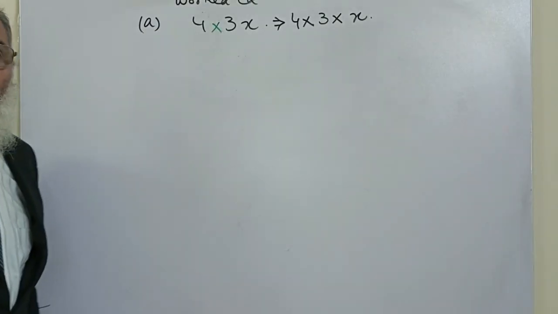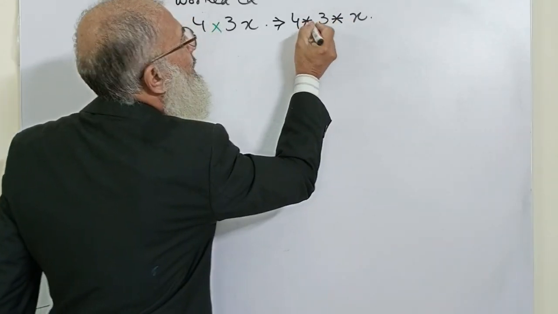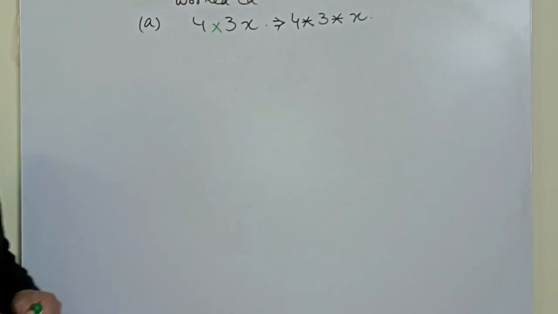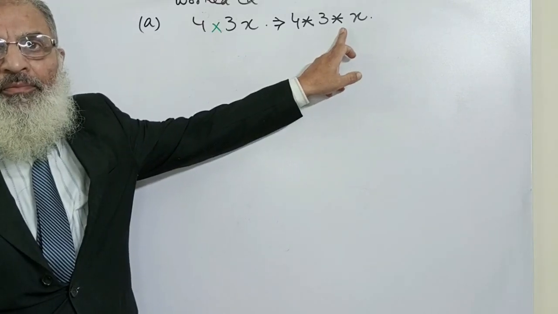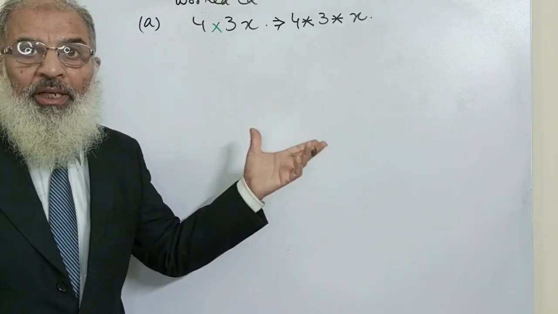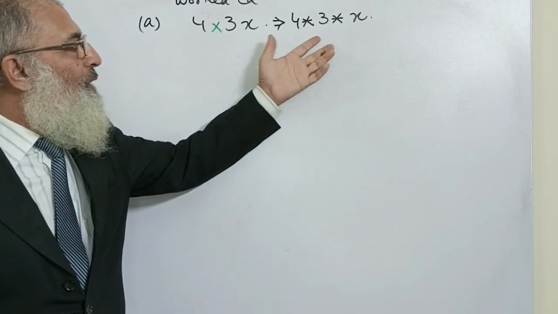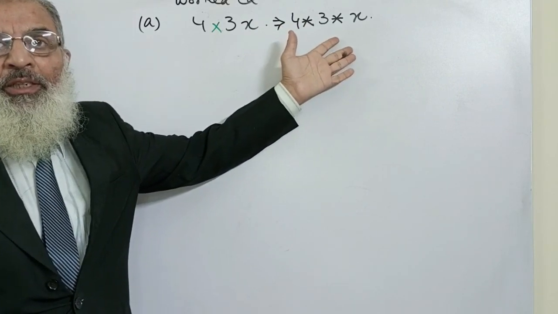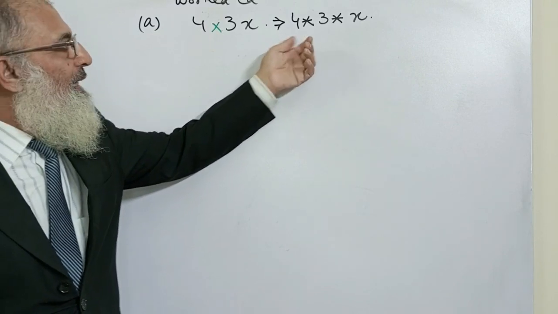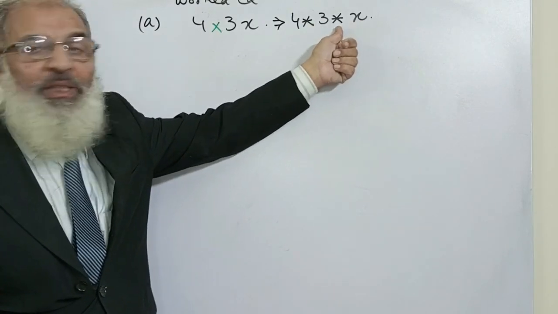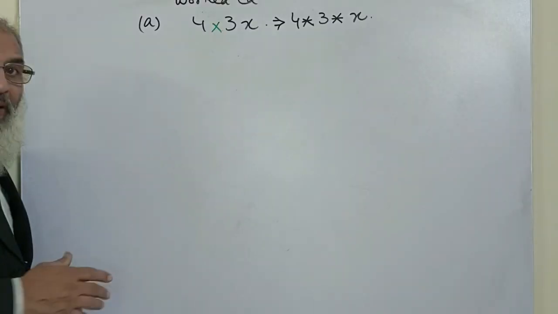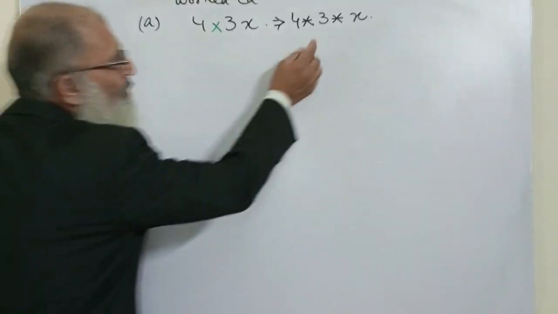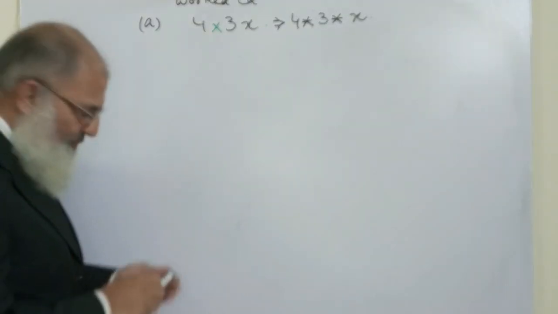In computer language, sometimes what we do is we put an asterisk instead of the multiplication sign. This is in computer language, not here. So I have put an asterisk over here to just tell you that this x will not mix up with this multiplication sign. So that was the one very big reason to abolish the multiplication sign.